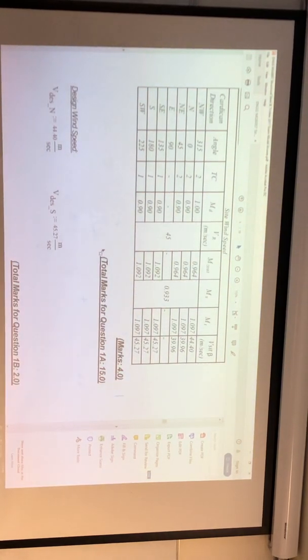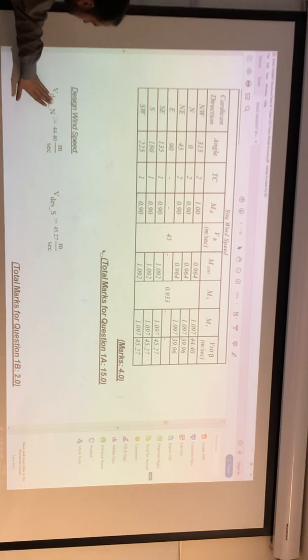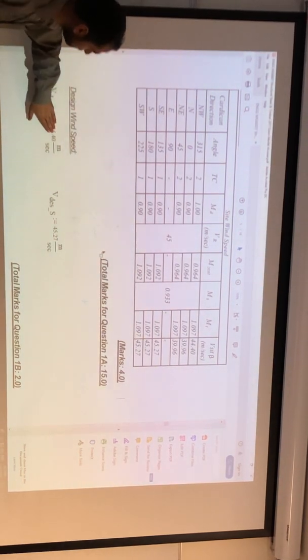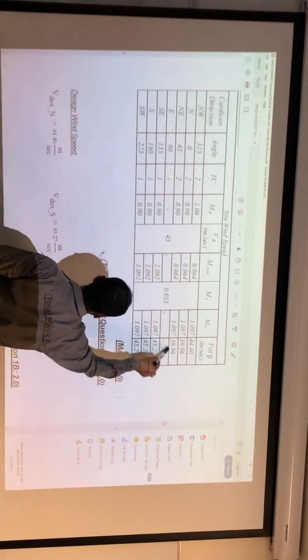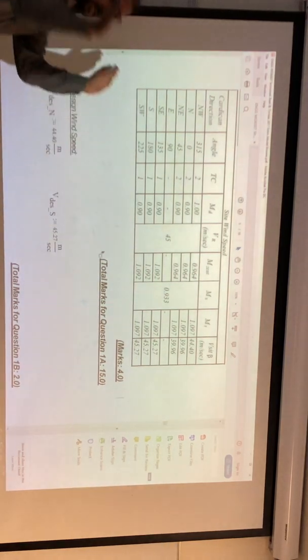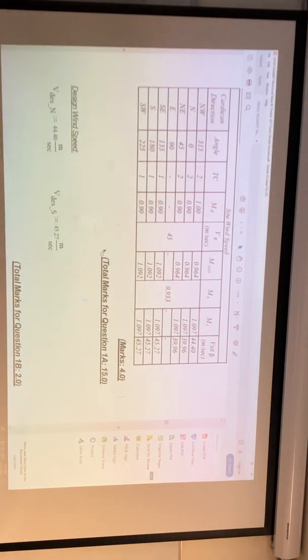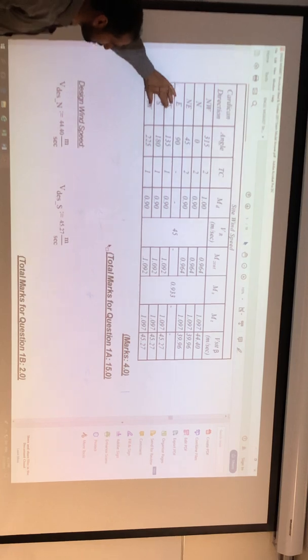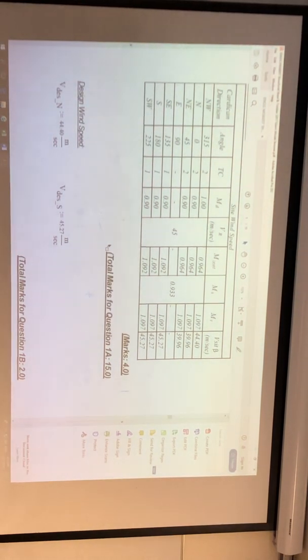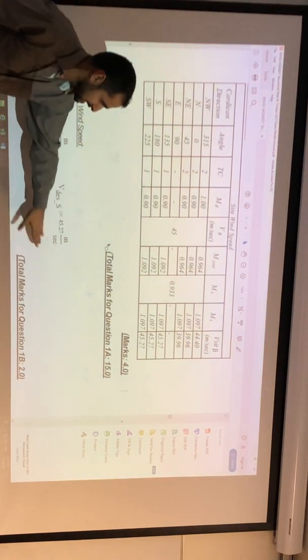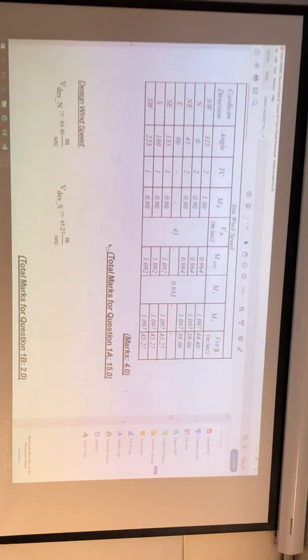Now it comes to the design wind speed. See, for the north, it's 44. It's the mix of those 2 directions, and then 45 for each direction. Similarly for the south, 45 for each direction. And these are the 2 design wind speeds. That's 2 marks, that's 17 marks, and it's done.